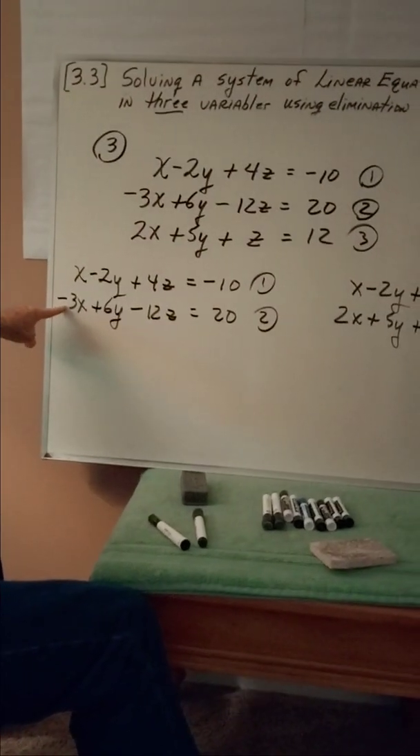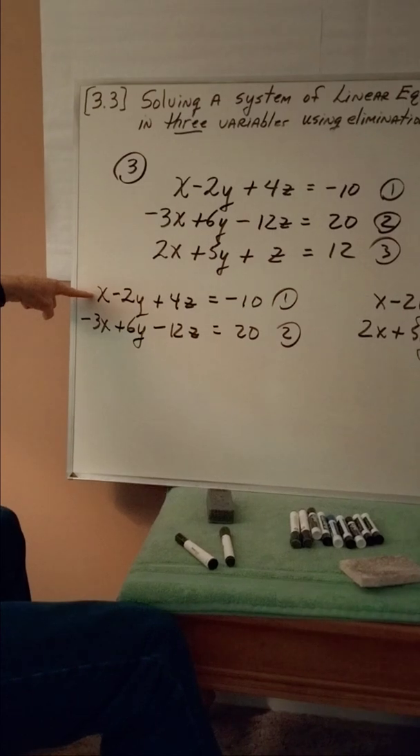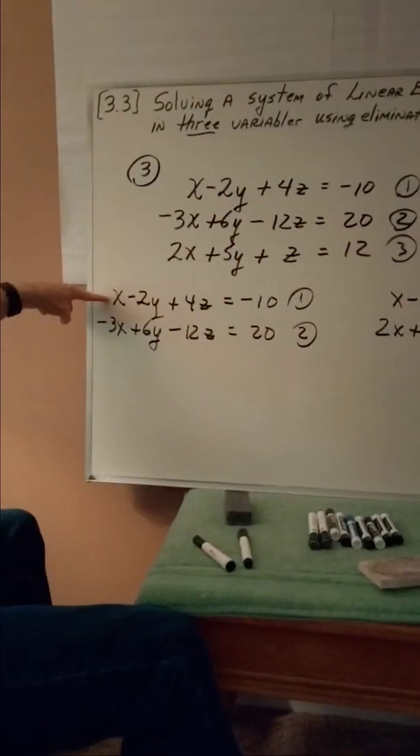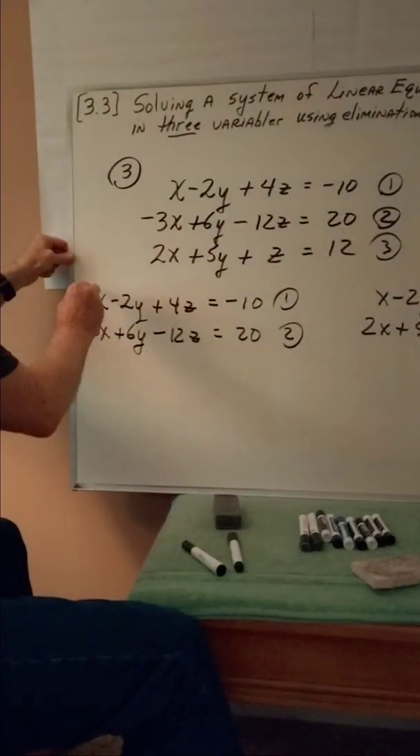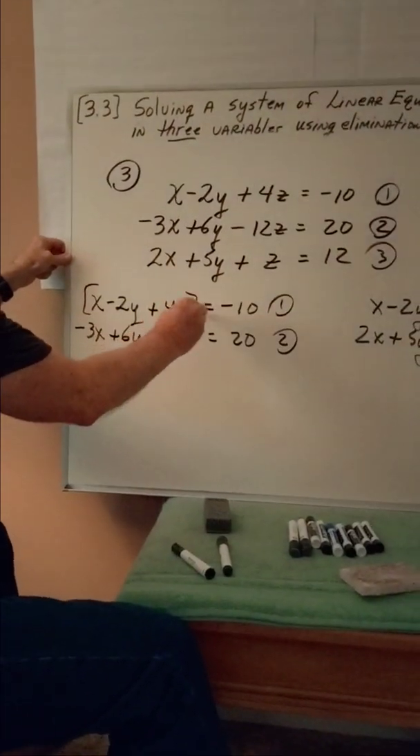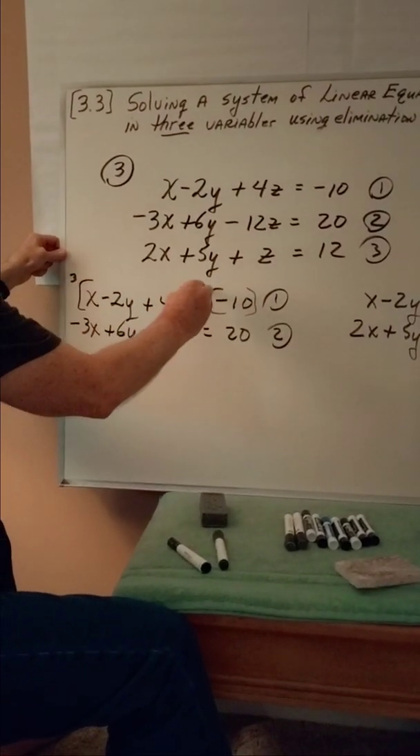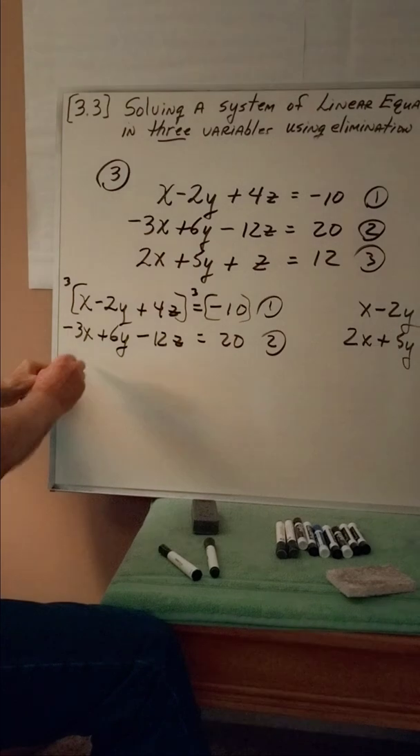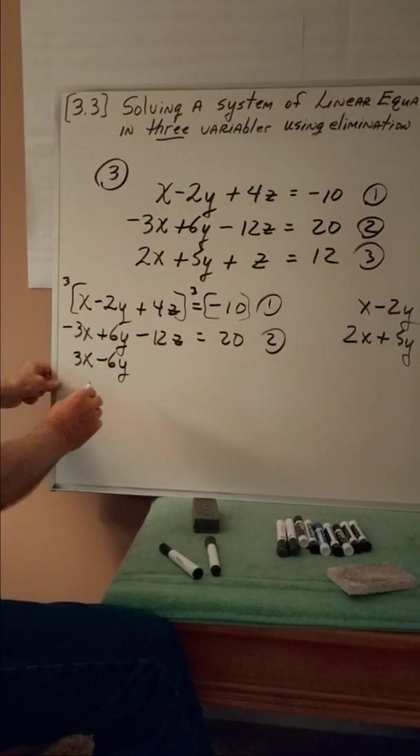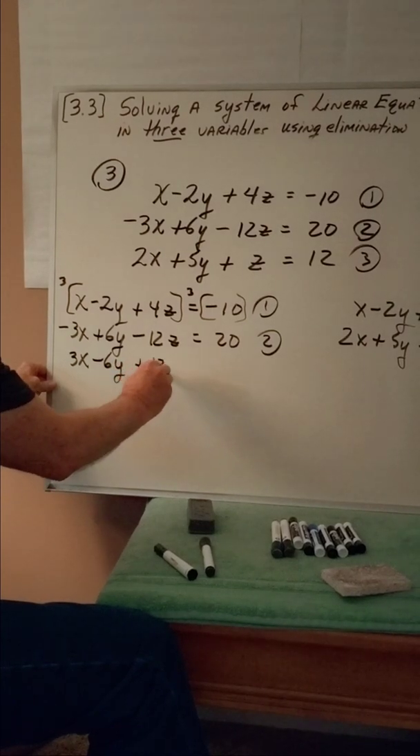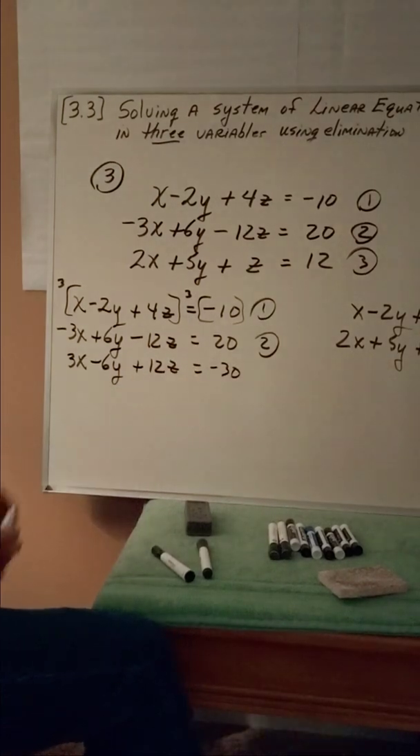We have a negative 3x. I want this to become a positive 3x. It will if we multiply both sides of equation 1 by a positive 3. So let's multiply both sides by 3. That will give us 3x - 6y + 12z = -30.